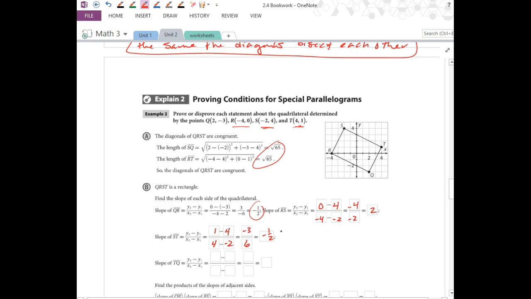The last one, T to Q. So we're looking at T and then the first point Q. What's the change in Y's? 1 minus -3 over 4 minus 2. So we got 1 plus 3 over 2.